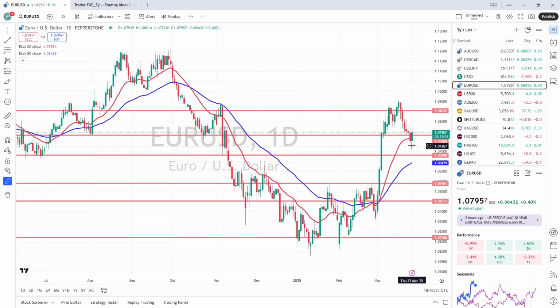It didn't do a lot in the last few sessions, even though it's come down. They haven't really been big giant range candles, as you can see, and it is at support. So it'll be very interesting to see how we track from here.